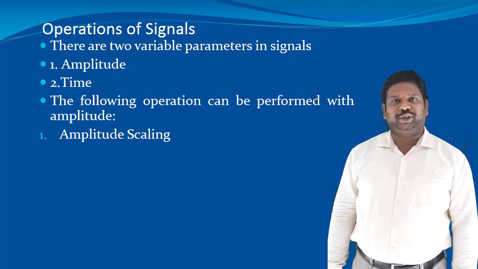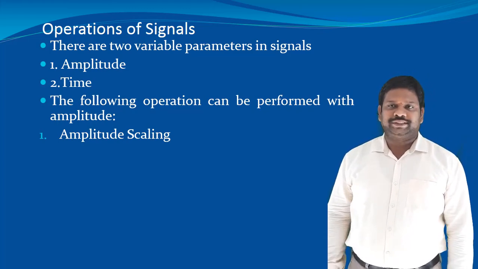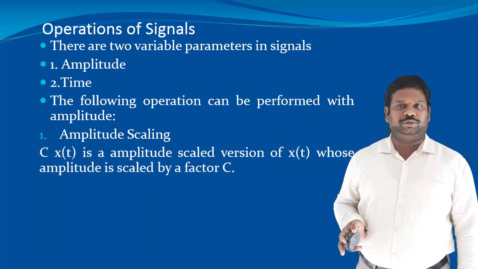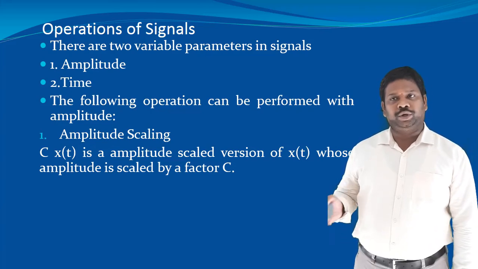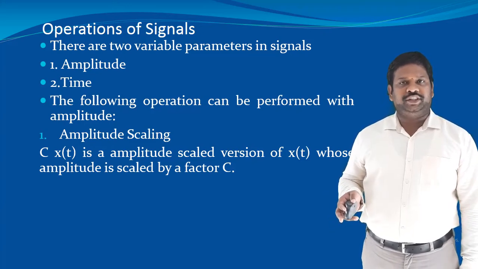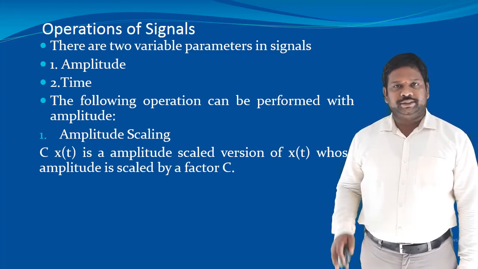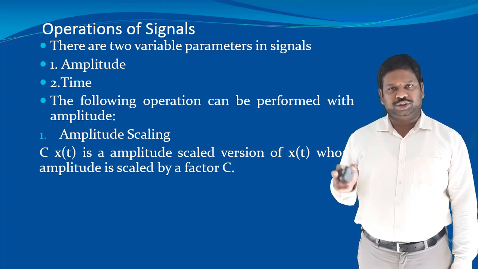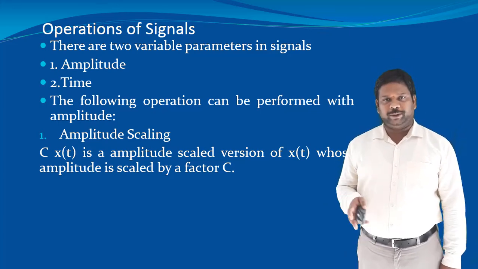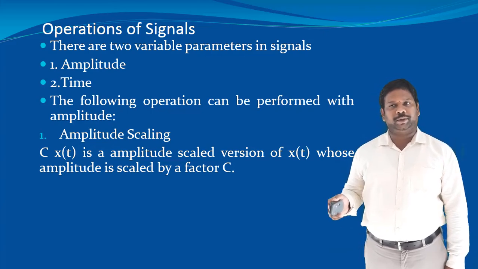First we will see the operations which are related to the amplitude. That is, first, amplitude scaling. In amplitude scaling, the output will be given by C into X of t, where C into X of t is the amplitude scaled version of the corresponding X of t, and the amplitude is scaled by a factor of C. Which indicates the amplitude will be multiplied with the C. Whatever the amplitude, if the amplitude is A, it will be multiplied with the C. If the amplitude is 1, amplitude 1 will be multiplied with the C.